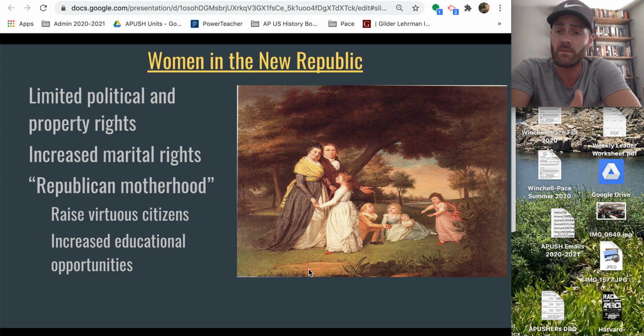With that, because women are going to be asked to really raise and educate their children, we see women embracing increased educational opportunities because that's going to be necessary if women are going to be tasked with this very important job of raising virtuous citizens. Then the society has the obligation to allow women to get a little more educated, which we see them taking advantage of as well.